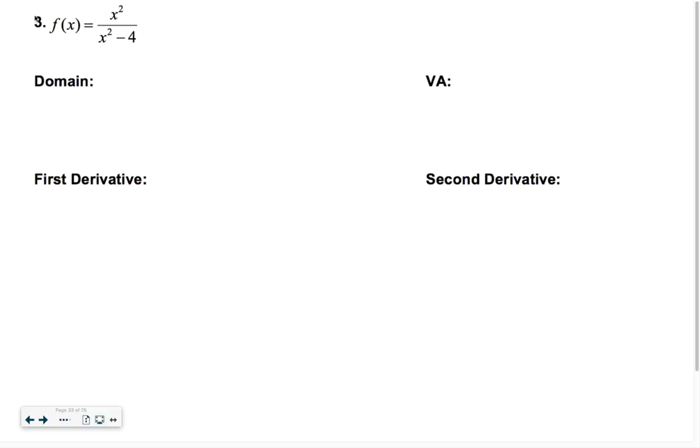You can write it in interval notation, which is a little bit more complicated, or you can just say x isn't 2 and x isn't negative 2, right? That's fine. Or x is not plus or minus 2. So the vertical asymptotes then are x equals 2 and x equals negative 2.